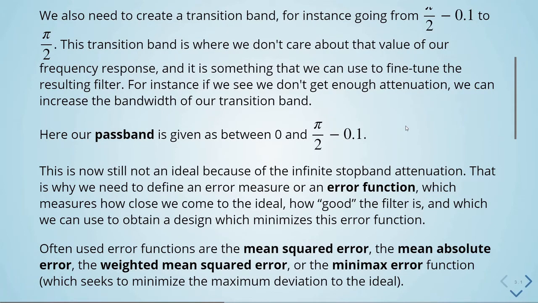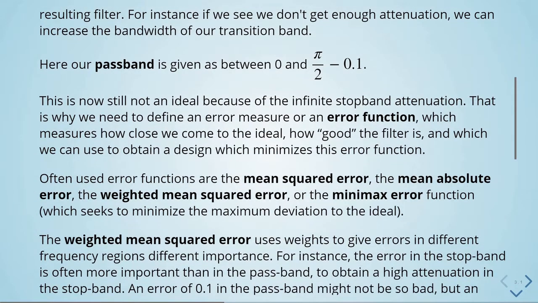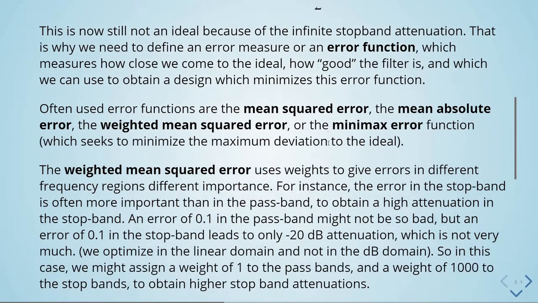So we can also define an error measure or an error function which measures how close we come to the ideal, so how good the filter is, which we can use to obtain a design minimizing this error function. The often used error functions are the mean squared error, the mean absolute error, the weighted mean squared error, or the minimax error function. So this minimax error function seeks to minimize the maximum deviation to the ideal.